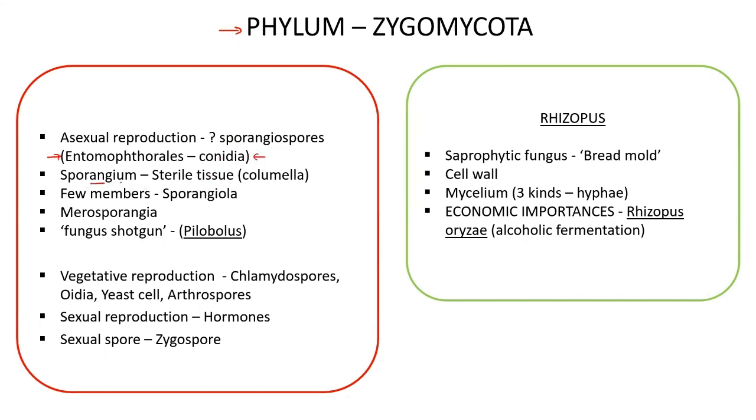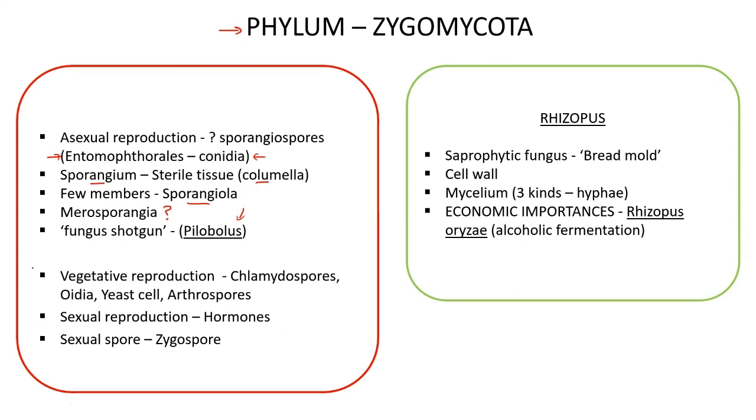Now, sporangium contains a sterile tissue which is called as columella. This is also a peculiar feature. Few members contain or make sporangiola, which is a miniature form of sporangium. Then what is merosporangia, and the fungus shotgun, which is seen in Pilobolus. So these are the different features which are important for the exam.